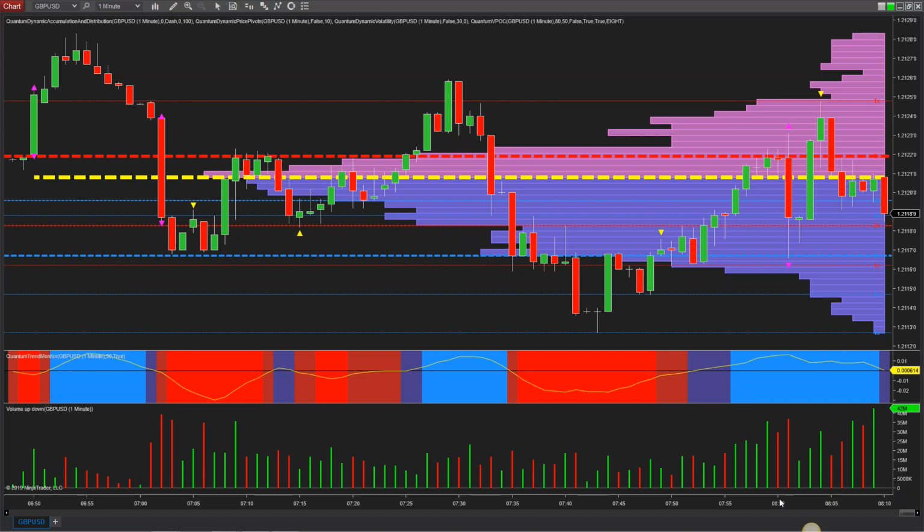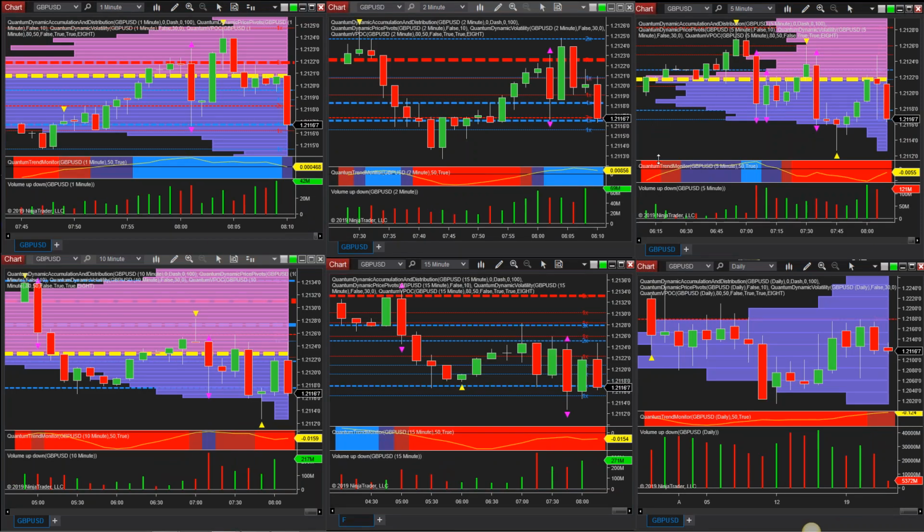So this is 8 o'clock. This is London getting underway. So we've now got 9 or 10 minutes of London time. We're trading around the volume point of control on the 1 minute. We've got pretty strong resistance overhead on the accumulation distribution. We've got another support platform which might come into play here. But generally speaking, the pound is looking pretty weak, as it has been for some considerable period.